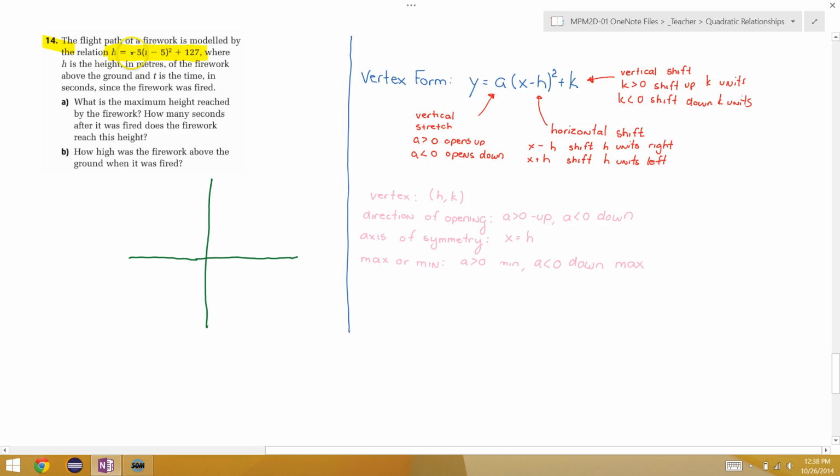So I see right away that a is negative, so it opens down. I see that the vertex is going to be at 5, 127, so I'm going to come over 5, and I'm going to say this is 5, 127, and it opens down.